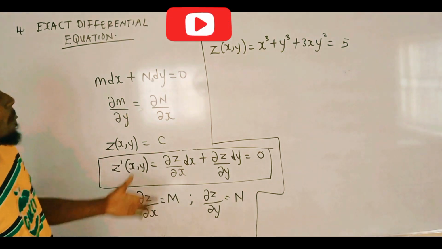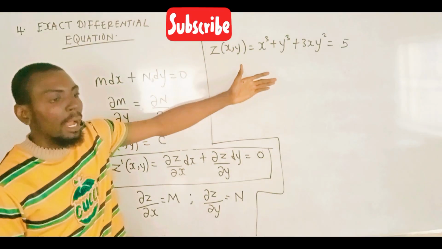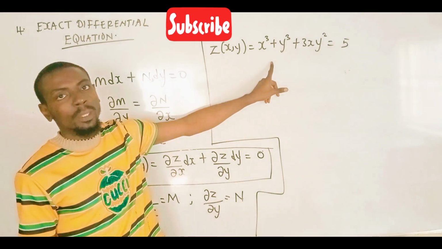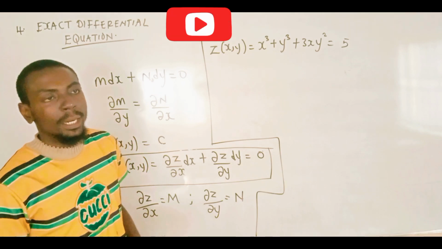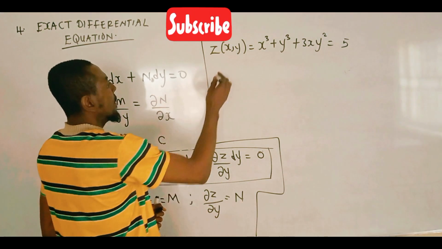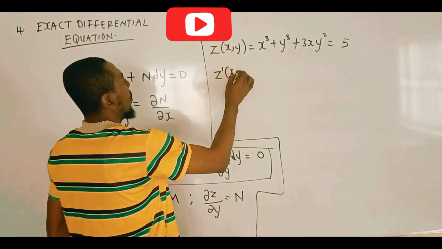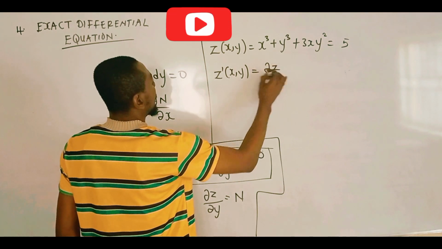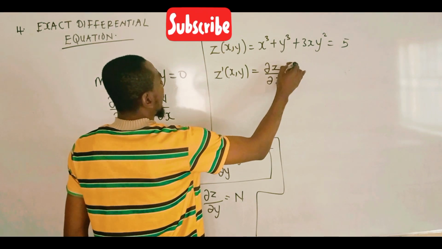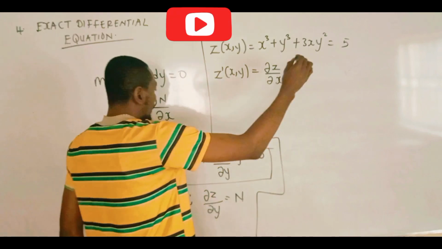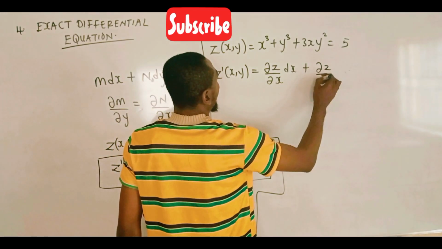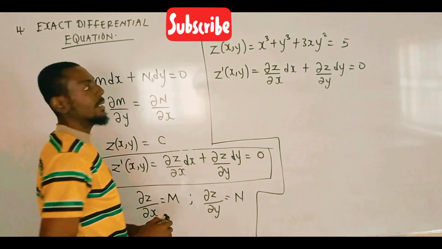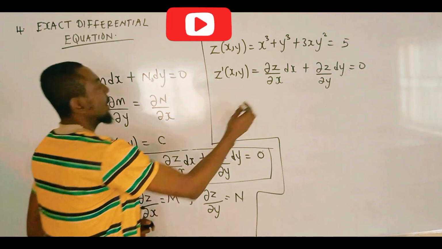Okay, so I want to form an exact equation from this implicit function. And then how do I go about it? We have z prime of x comma y. From our formula here, we have the partial differentiation of z with respect to x, dx, plus the partial differentiation of z with respect to y, dy, equal to 0. That's the constant there.